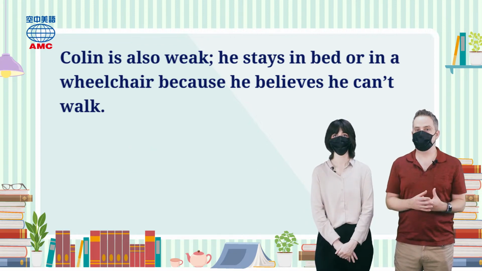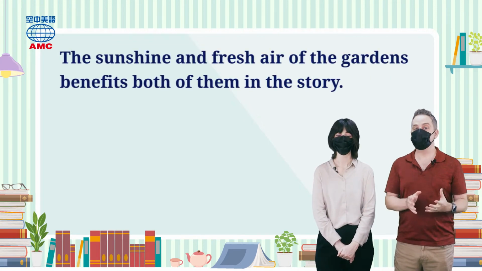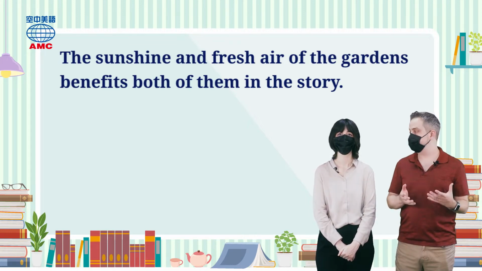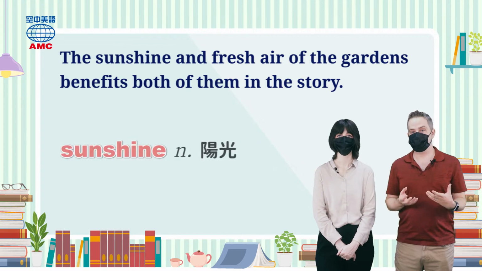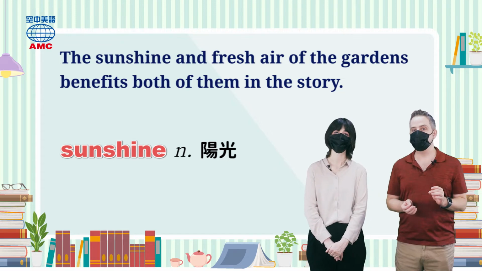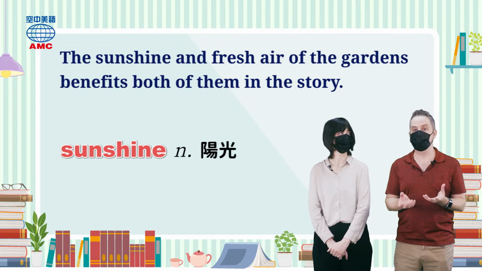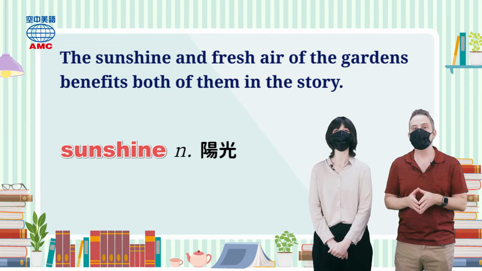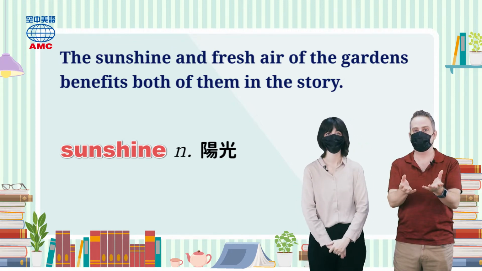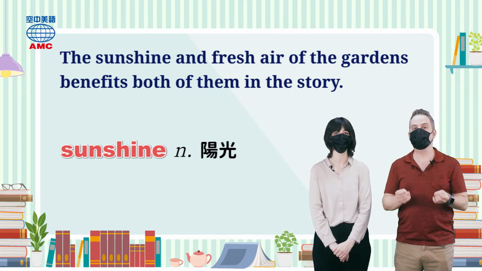They're not physically strong. They don't really do much by themselves. But as we see in the article, the sunshine and fresh air of the gardens benefits both of them in the story. So when we say sunshine, we just mean the light of the sun, but we particularly use it to mean the light on a bright, sunny day. There is always sunlight, even if it's cloudy. That's why it's day and not night. But when we say sunshine, we mean the sun's right there, it's coming out through the clouds, you get those lovely yellow golden beams of light. It's quite bright light on a sunny day.